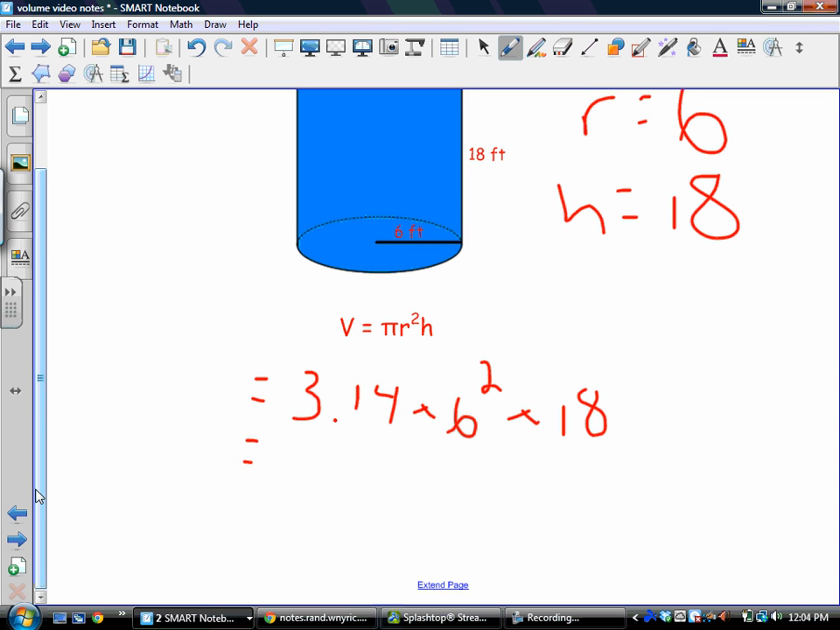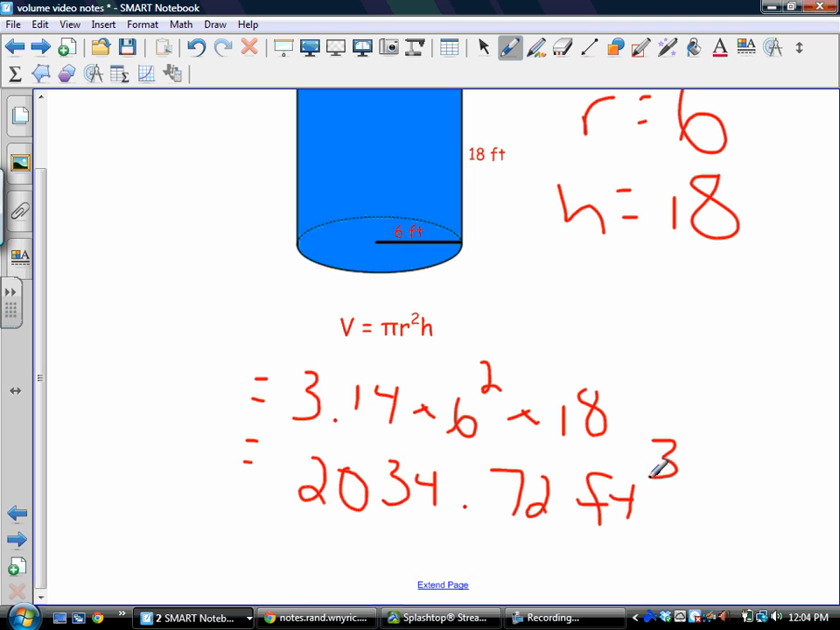Okay, so hopefully when you did this one, you should get that the volume is 2,034.72 cubic feet. That's your volume for the cylinder.